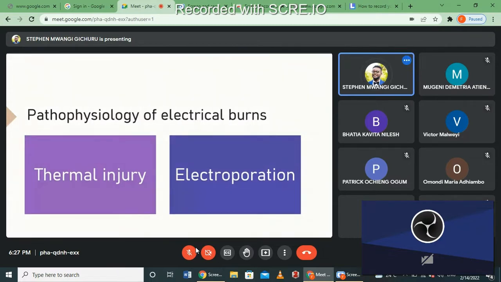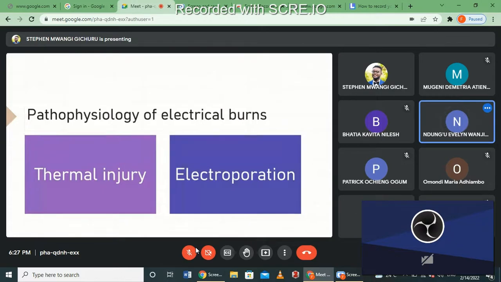Okay. Evelyn Ndumo. Yes. What does electroporation mean? I don't know. Okay.